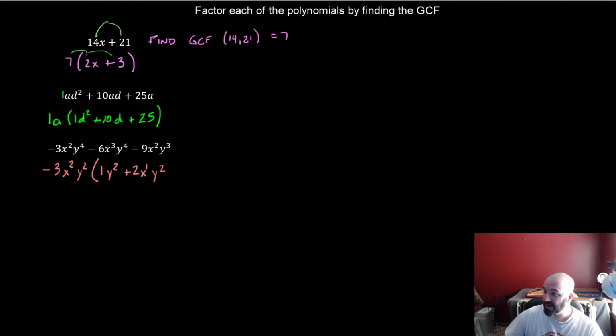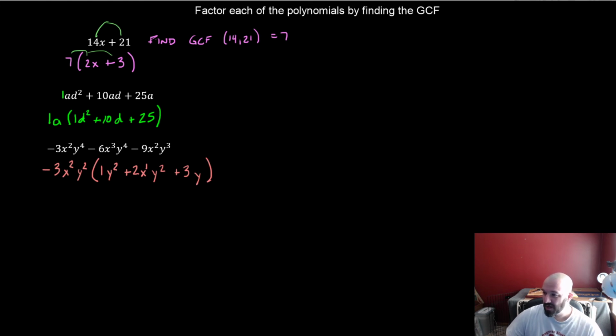Negative 9 divided by negative 3 is a positive 3. I had 2 x's, I brought 2 out. No more x's. I had 3 y's, I brought 2 out. I have a y left. And I'm done. So now, I told you I made a mistake on purpose. Did you catch it?